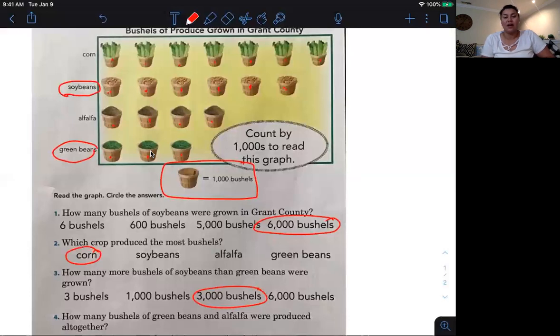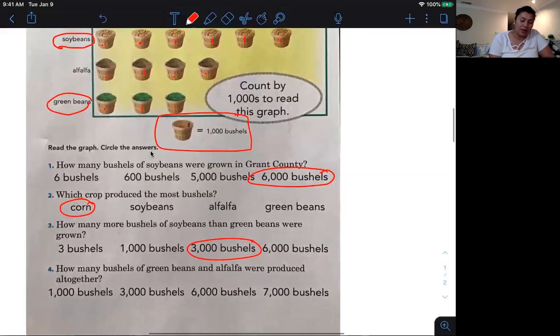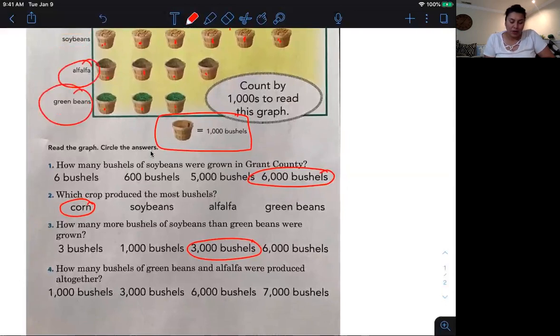Nice. How many bushels of green beans and alfalfa were produced altogether? So let me erase this. Oh, I didn't have to. So alfalfa and green beans. How many bushels of green beans and alfalfa were produced all together? Let's see. 1,000, 2,000, 3,000, 4,000, 5,000, 6,000, 7,000 bushels. Good job. What'd you think about that section? Was that super hard? Not so bad, right?